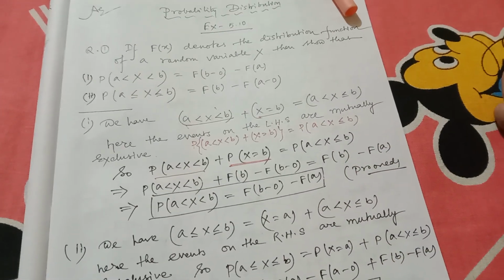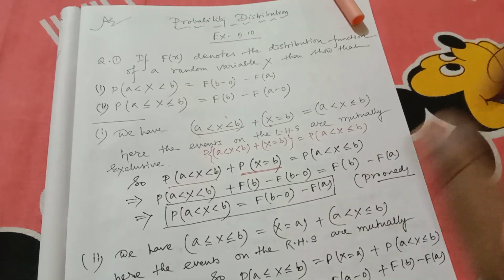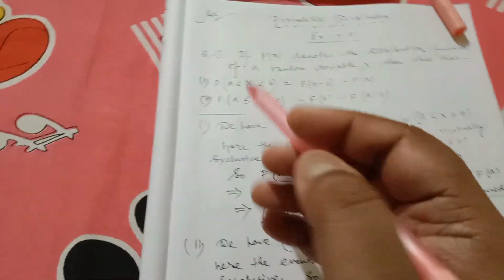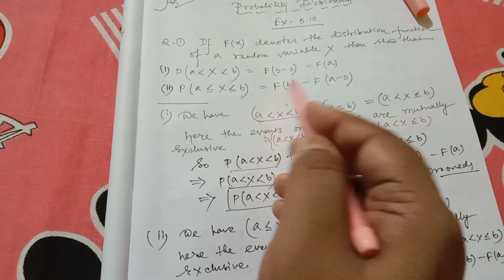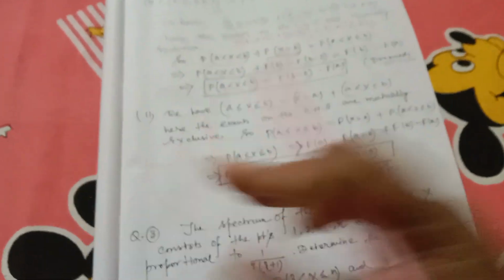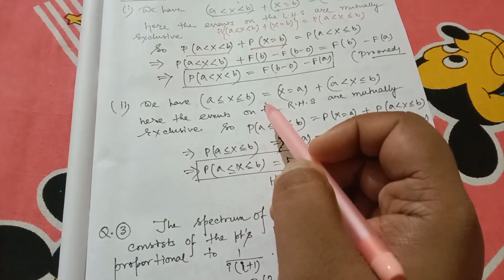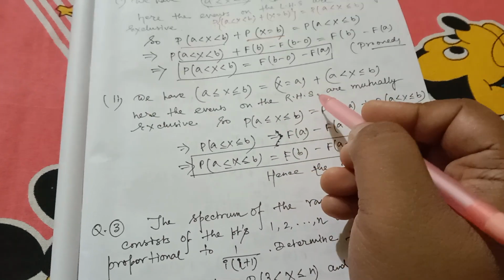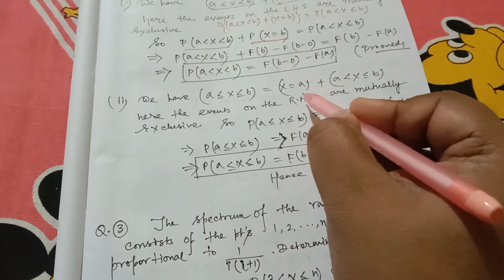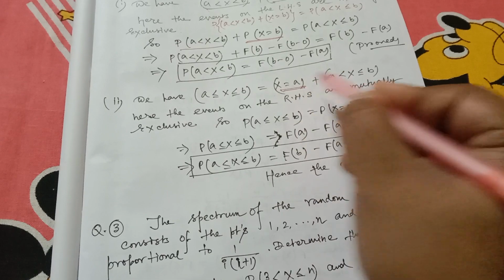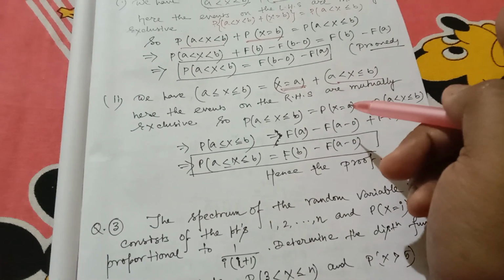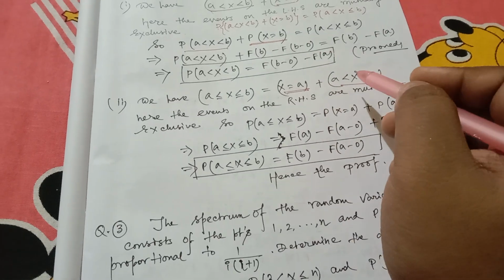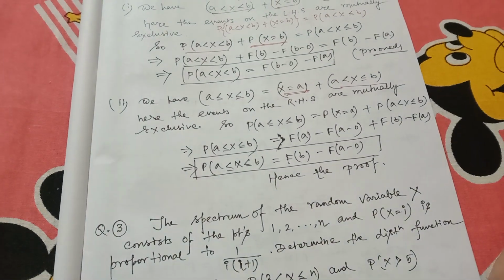That means here we have actually followed the basic definition, nothing else. Now in the second part, P(a ≤ X ≤ b) should be equal to F(b) - F(a - 0). Here also you can see we have to consider two different events. Just like before, I have taken X = a as one event and a < X ≤ b as the second event. Again, on the right hand side, these two events are mutually exclusive.